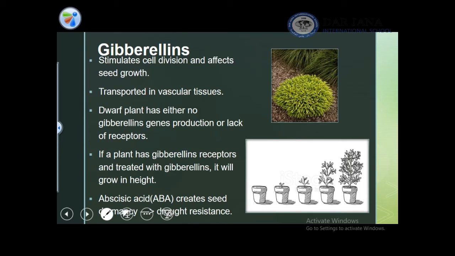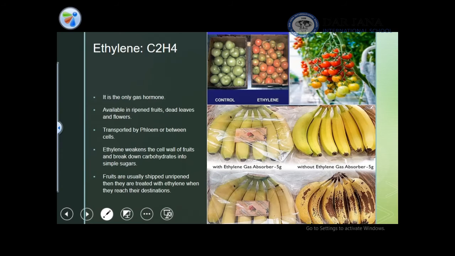Whenever the conditions are favorable, for example, when water is available, the water will wash away all the abscisic acid available, and gibberellin will remain inside, so the plant will grow up again. The third hormone that we are going to talk about today is the ethylene hormone. What is ethylene? Ethylene, as we have said before, is the only gas hormone available in plants.